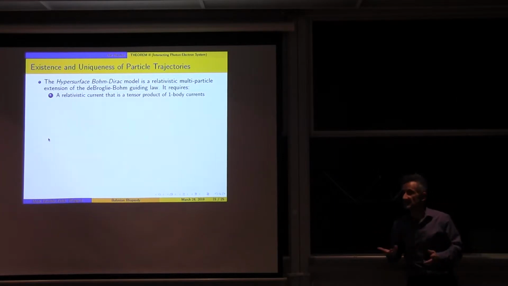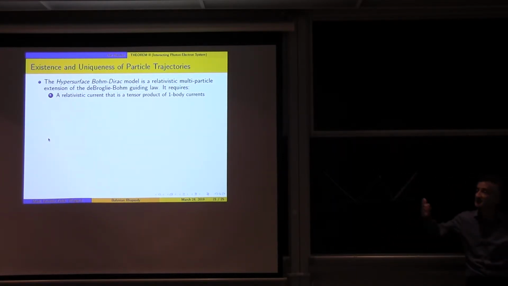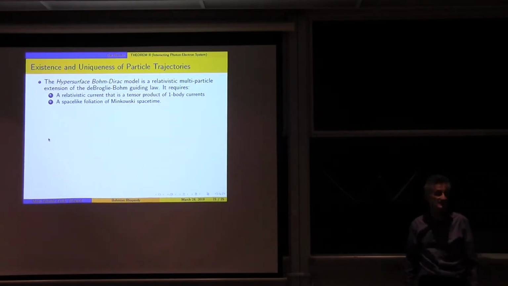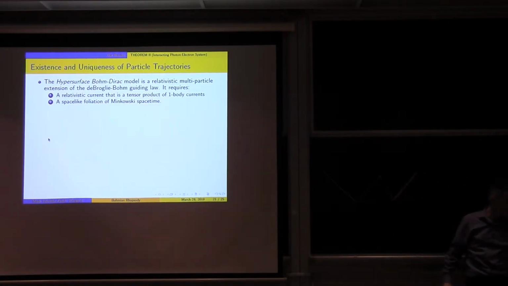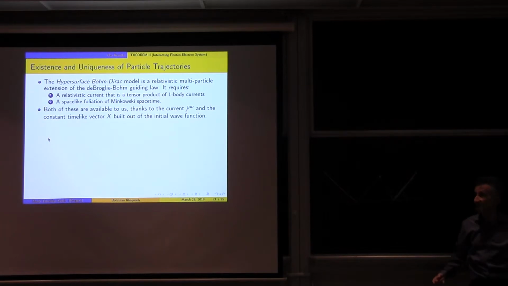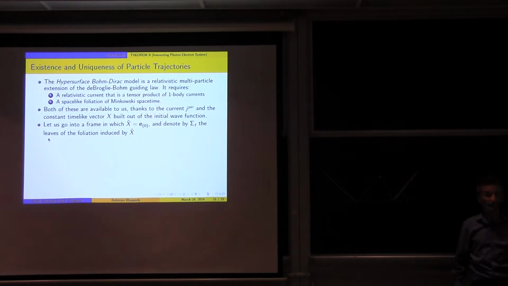It needs two ingredients. One is a relativistic current that's a tensor product of one-body currents. We do have one-body currents because we knew a current for the electron already, thanks to Dirac, and we constructed one for the photon. If we take their tensor product, we have our current. The other thing you need for this theory is a space-like foliation of the space-time. We have that also thanks to the vector field that we have constructed. We use that vector field to give us this foliation of the space-time with respect to which these dynamics are defined.